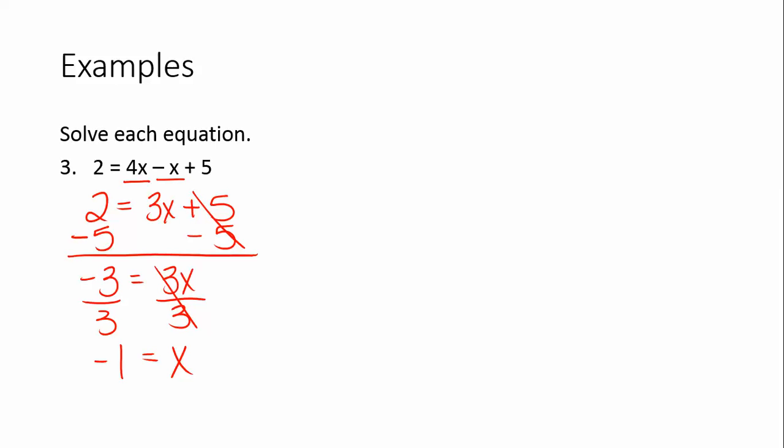With an equation, we're not as picky with writing the variable on the left. You're certainly welcome to do that. But with an equation, we're not graphing, so it's just x equals 1, or negative 1.